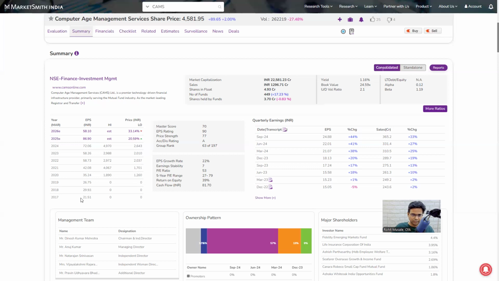Have a look at this. 2017, the EPS was 21.51. 2024, it is 72. This is common sense. I mean, the EPS has gone up like 200, 300% in how many years? In like 7 years. That's fantastic. That's a fundamentally strong company. Okay. Plus, it's profitable. Its margins are improving. What else do we want? Okay. So these are the things that I look for to determine whether the company is fundamentally strong or not.